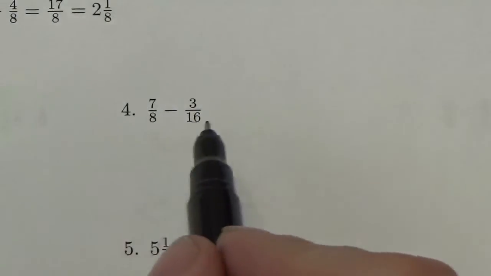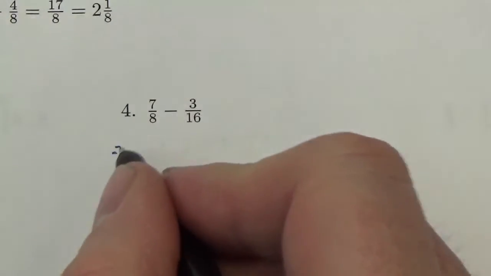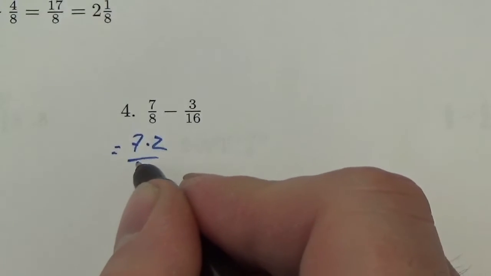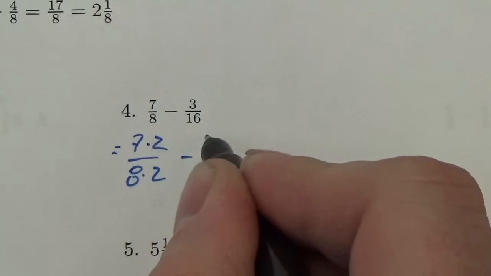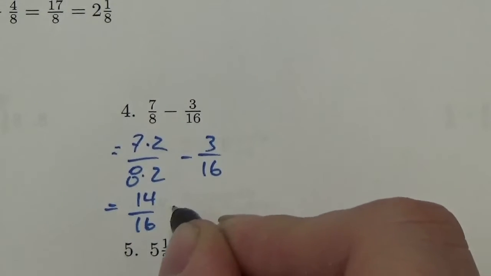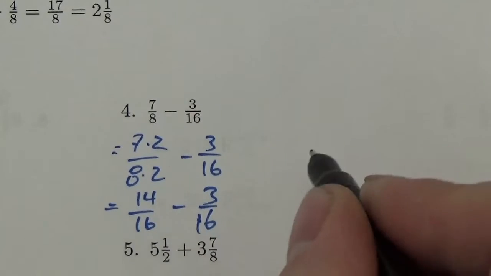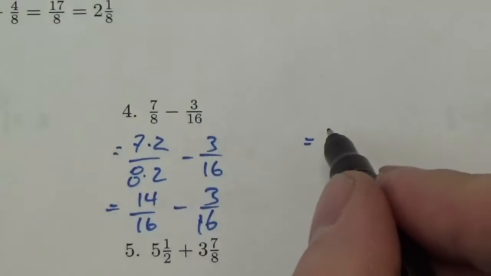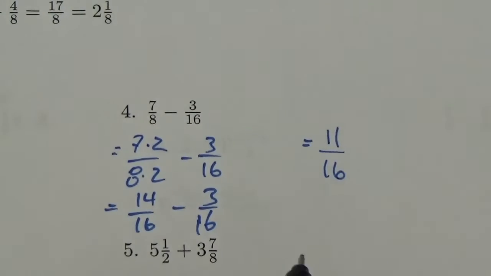Okay, 7/8 minus 3/16. We're back to one that's relatively straightforward. I'm going to multiply numerator and denominator here by 2 to make the denominators the same. So that's going to become 14/16 minus 3/16. And 14 minus 3 is 11/16. That is a proper fraction, so I'll just leave it like that. It's good to go.